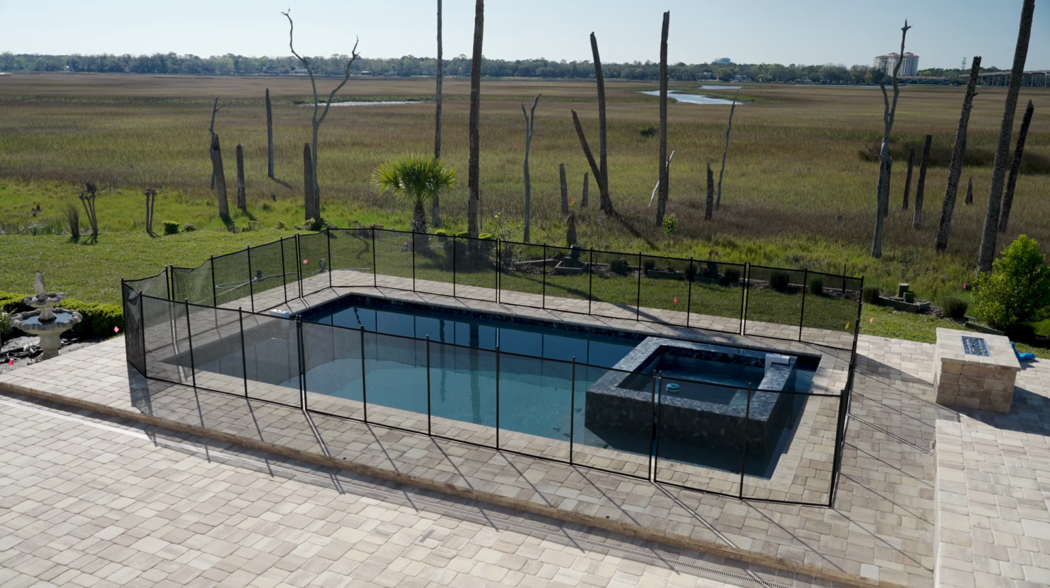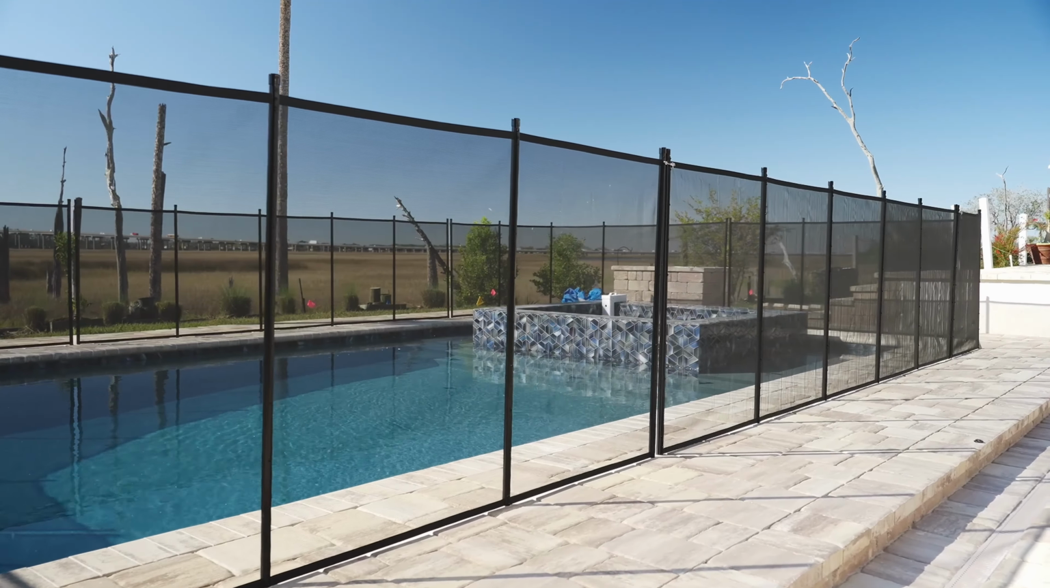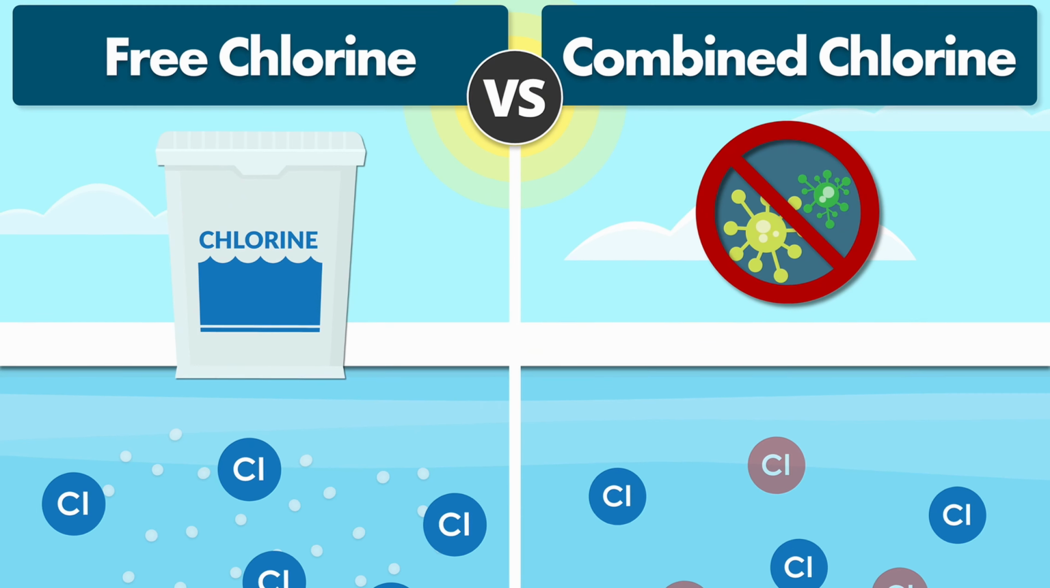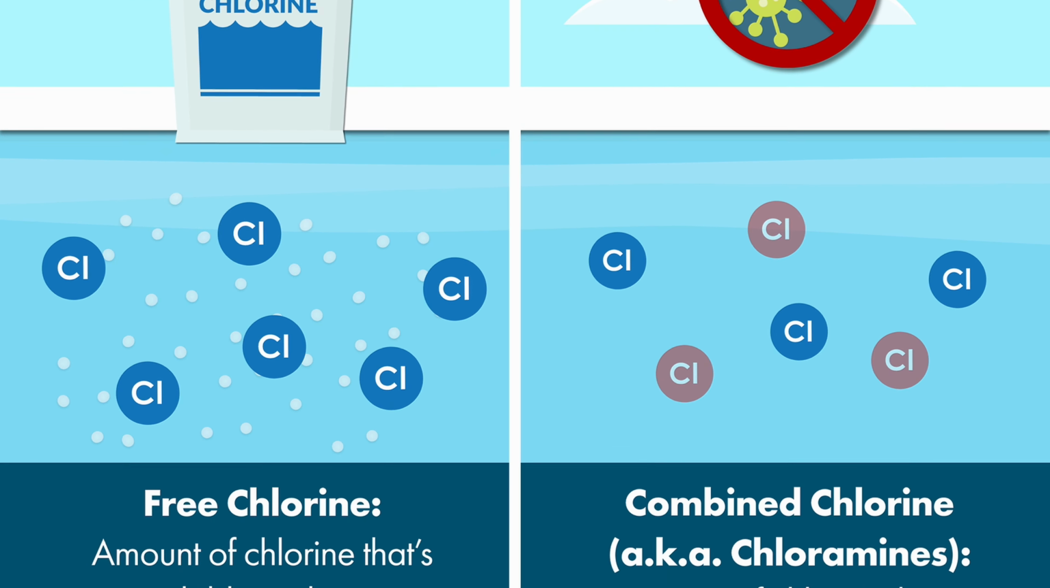Step 3, chlorine. It's always recommended to test your chlorine at least every 7 days or once per week. Chlorine is the most widely used and effective and economical sanitizer for swimming pools. Chlorine controls algae and effectively kills bacteria and other disease-causing organisms and removes waste products through oxidation.